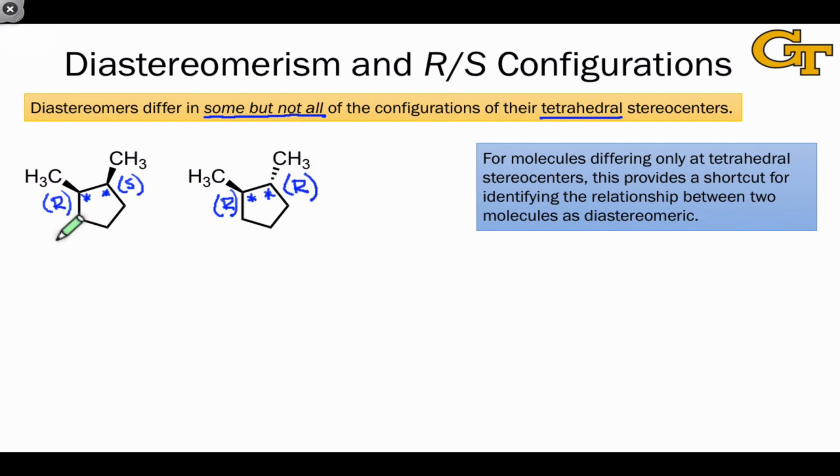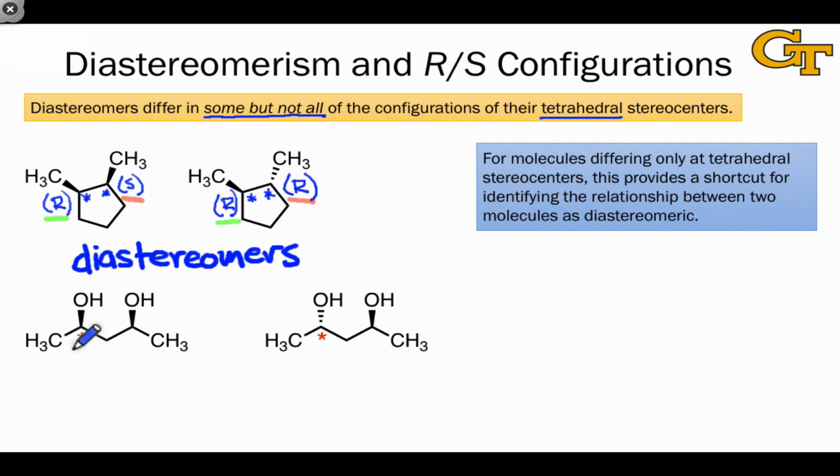Now that we've done this analysis, we can see that the molecules are the same at some of their configurations, namely one, but not all of them, since they differ in configuration here. As a consequence, we can conclude that these two molecules are diastereomers. If you're more comfortable assigning R and S configurations rather than rotating the molecules as a whole and verifying that they're not mirror images, this can be a more straightforward method to determining whether a pair of molecules are diastereomers or enantiomers.